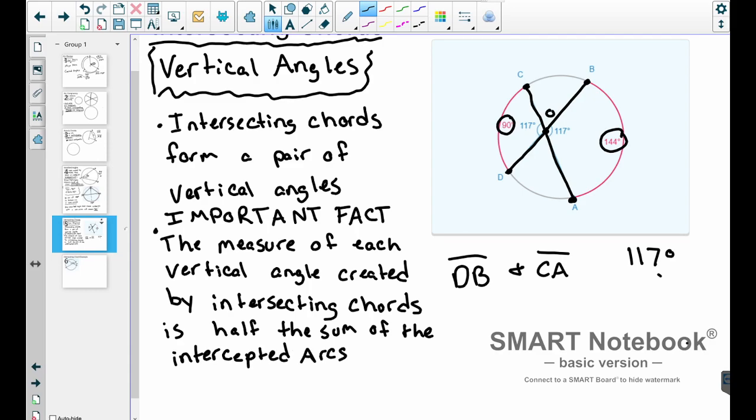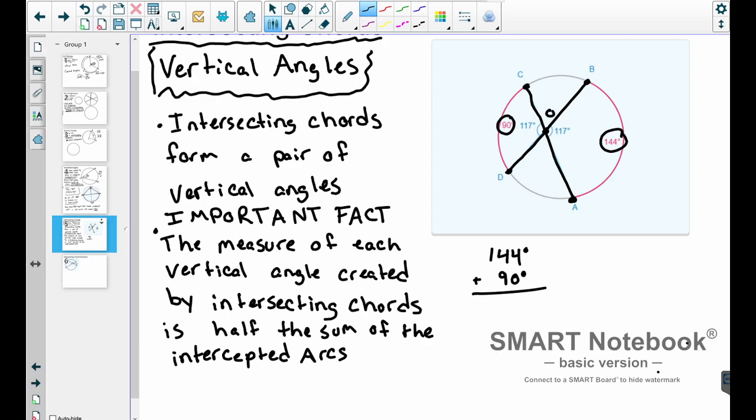So we say that the measure of each vertical angle, so each one individually, is equal to half of the sum of the intercepted arcs. What does that mean? What does sum mean? Sum is the end result of addition, right? So the sum of the intercepted arcs. Well, we have our intercepted arcs circled, so we have 144 and 90 degrees. So let's go ahead and add those up because we know we need the sum of them somehow.